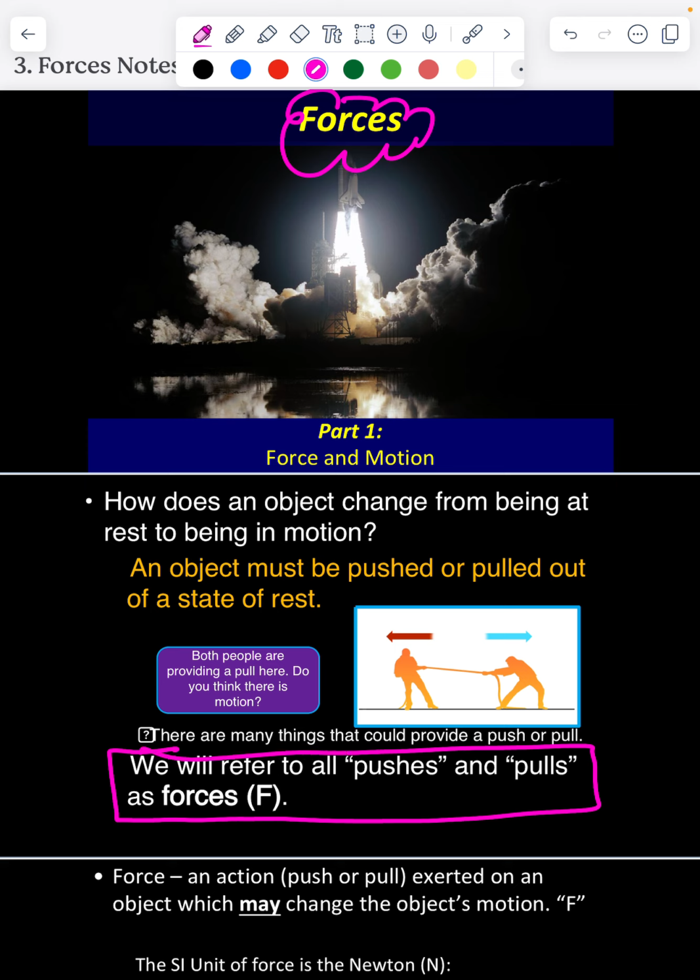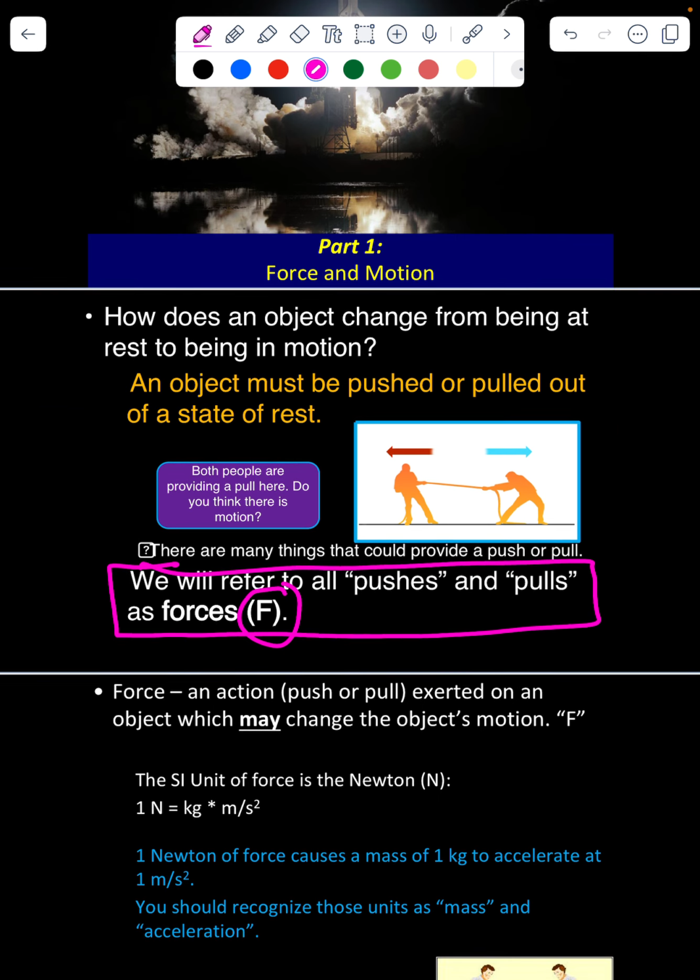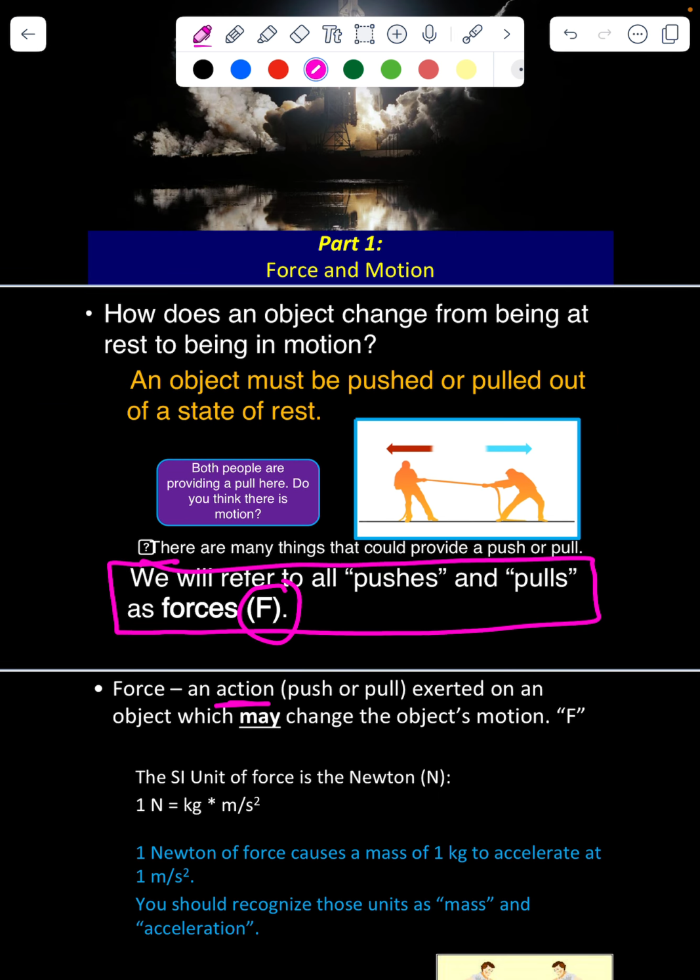All right, there are a ton of different forces. We're just going to touch on the basics. All right, but all of those forces are signified with this capital F. All right, so the definition that we give to a force is just an action that is exerted on an object that may, all right, I want you to highlight that, may change the object's motion. All right, we're going to dive into that in just a second.